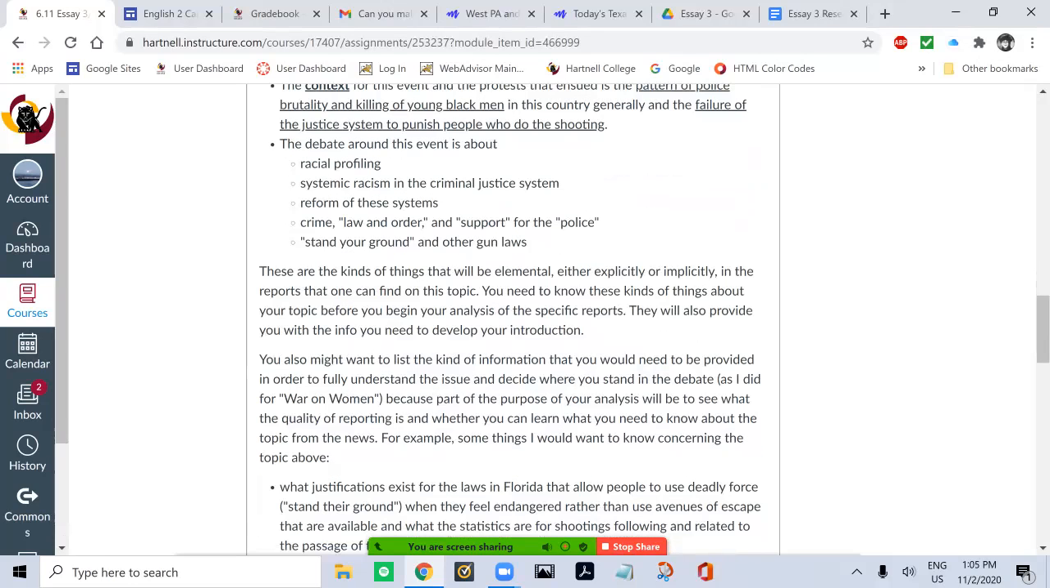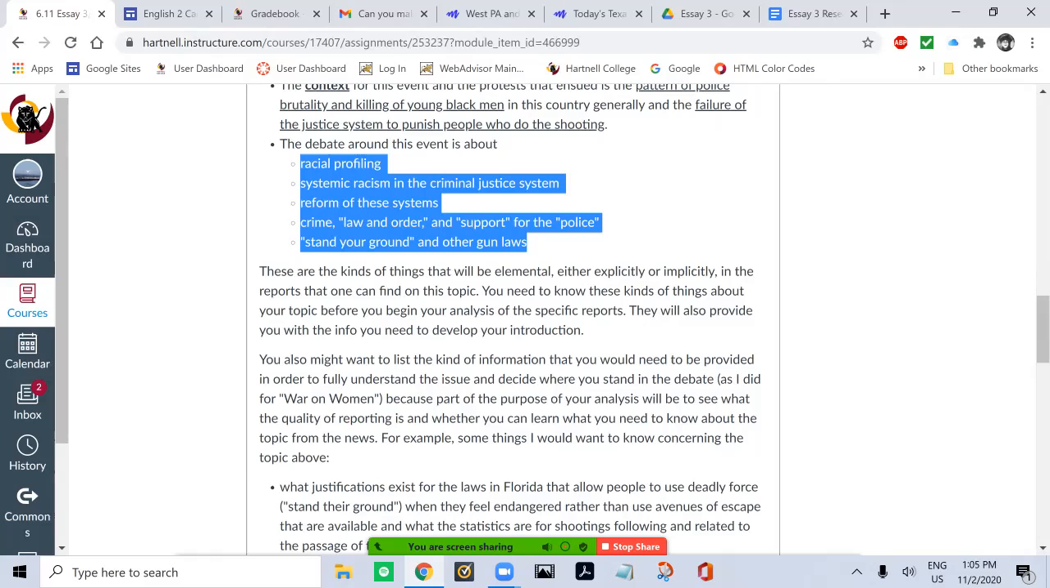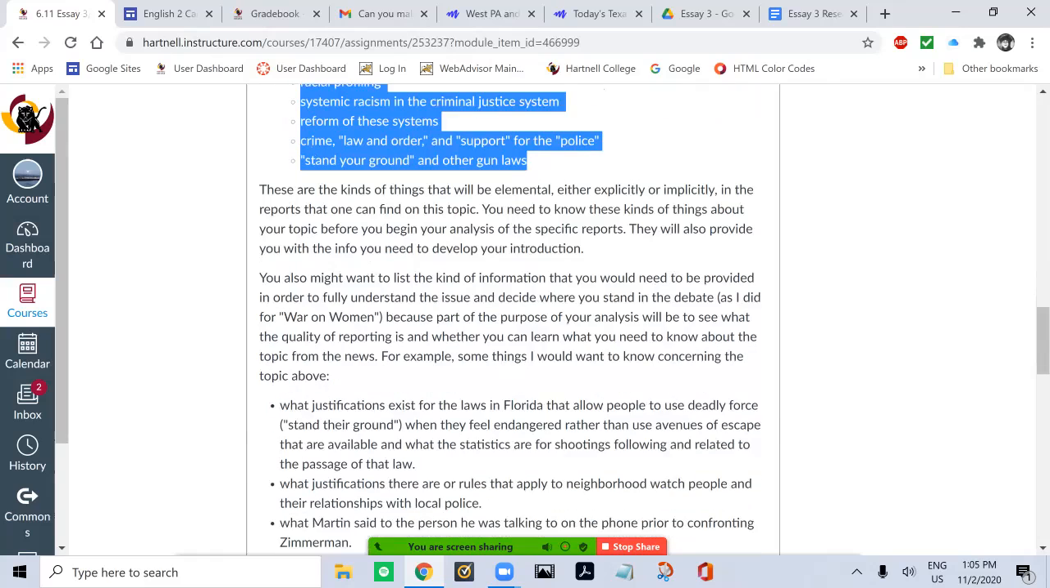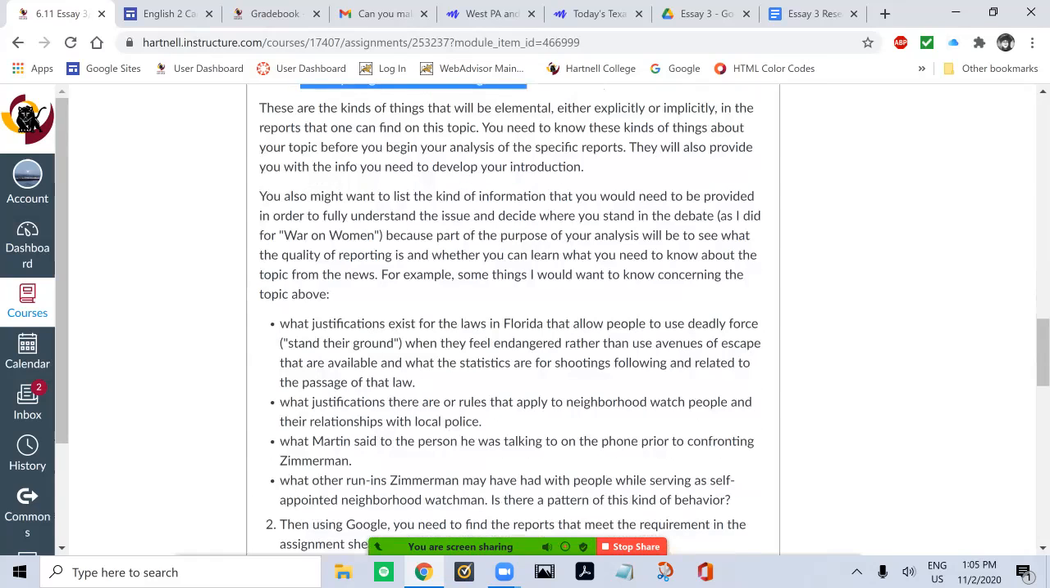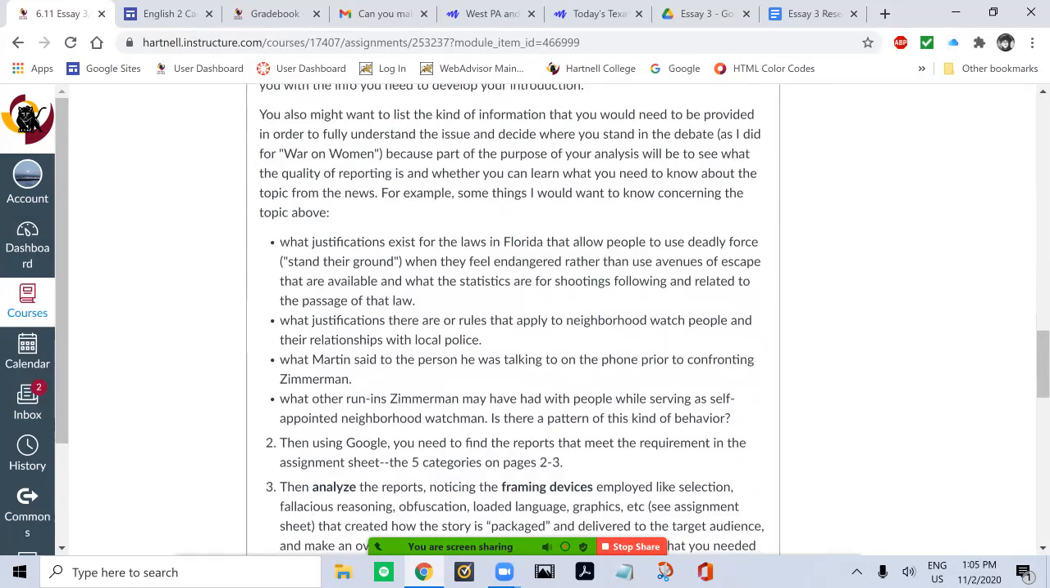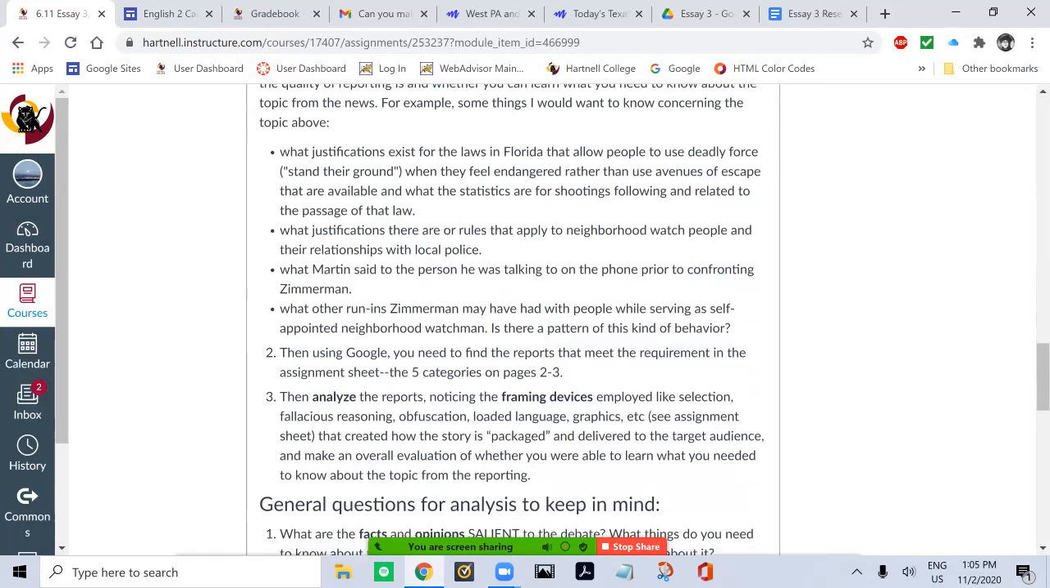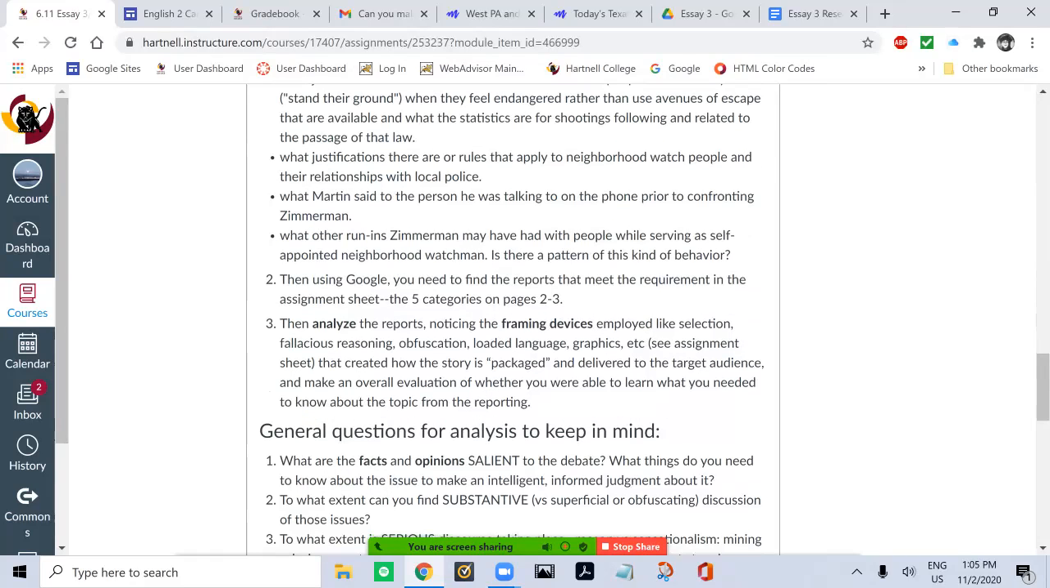But the point is you need to make a list of issues like this about your story. These are the kinds of things that are going to be elemental, either explicitly or implicitly, in the reports that you can find on your topic. And this says more about all of that stuff, which you can read for yourself. But these are the questions I'm asking, and that citizens should be asking, about what happened in that situation with the killing of Trayvon Martin.